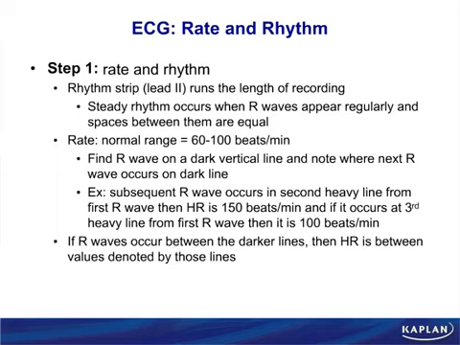We're going to find an R wave, preferably one that hits a dark vertical line. And then we're going to have a pattern of numbers that we go through, moving to the right from that vertical line. If the subsequent R wave occurs on the second heavy line from the first one, then we know the heart rate's 150. If it occurs on the third heavy line from the first R, then the heart rate is 100. Again, I'm going to illustrate this on the next slide, and you're going to have a number pattern that you need to remember.